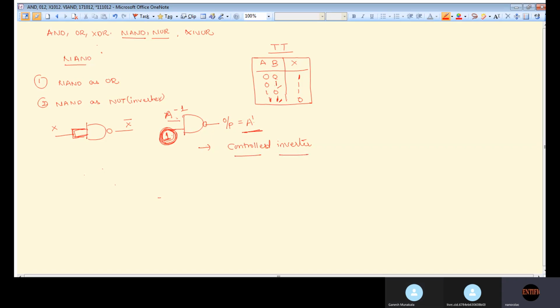If you change this value, say from 1 to 0, you may not get the complemented output. So always you should tie this to 1. This is called a NAND gate as a controlled inverter. Okay, NAND gate as controlled inverter.